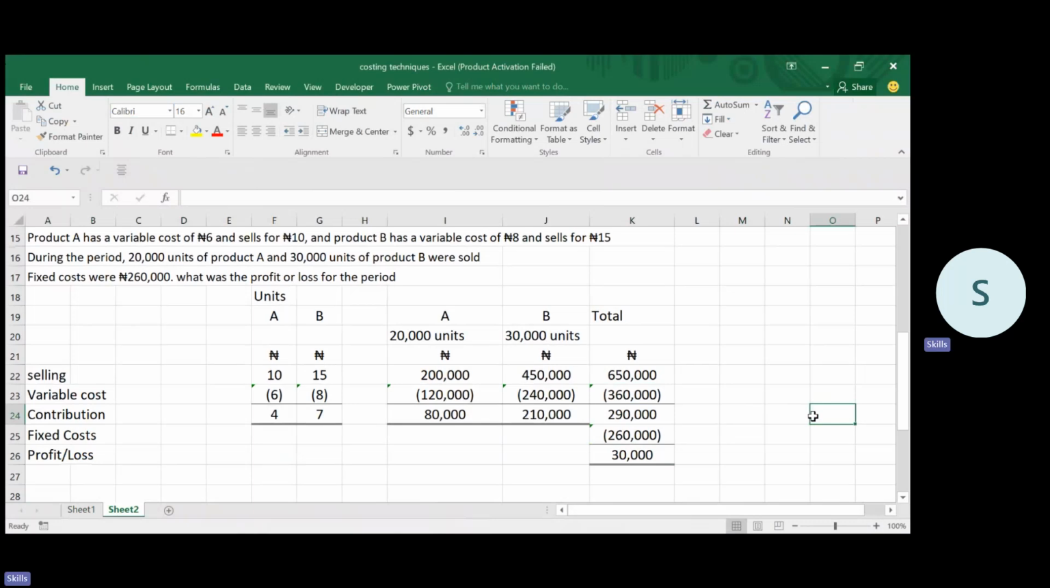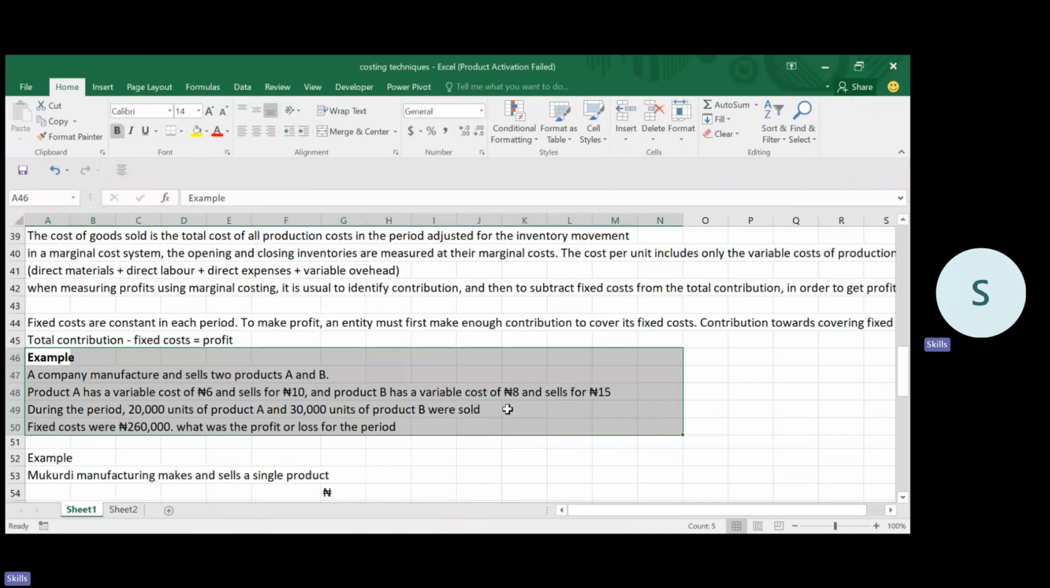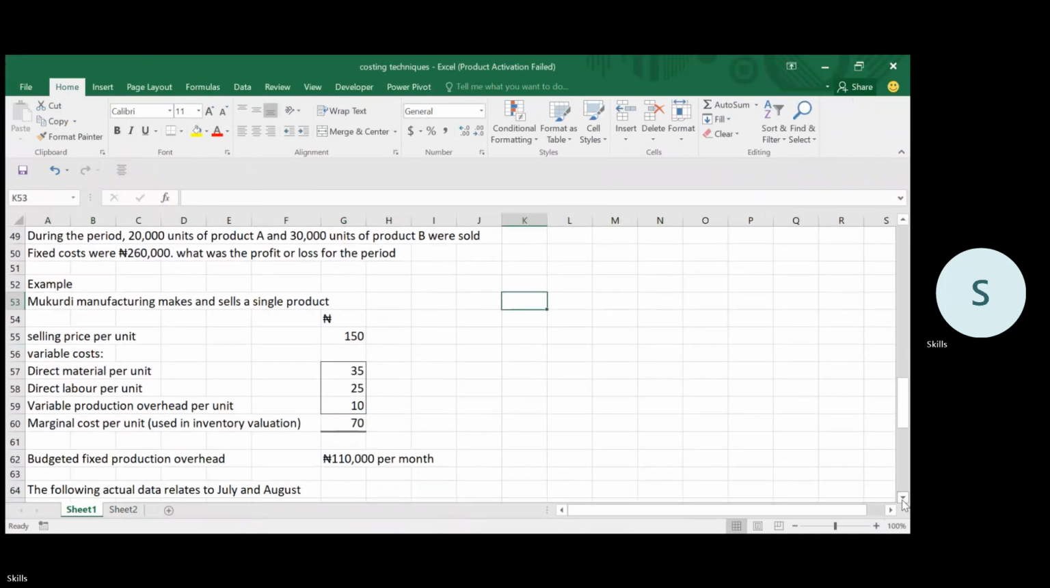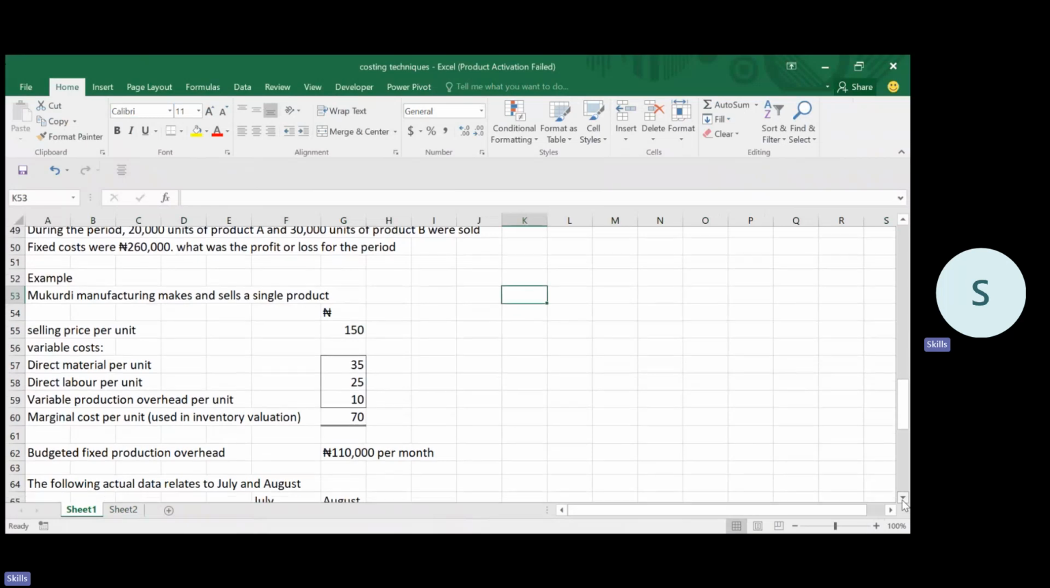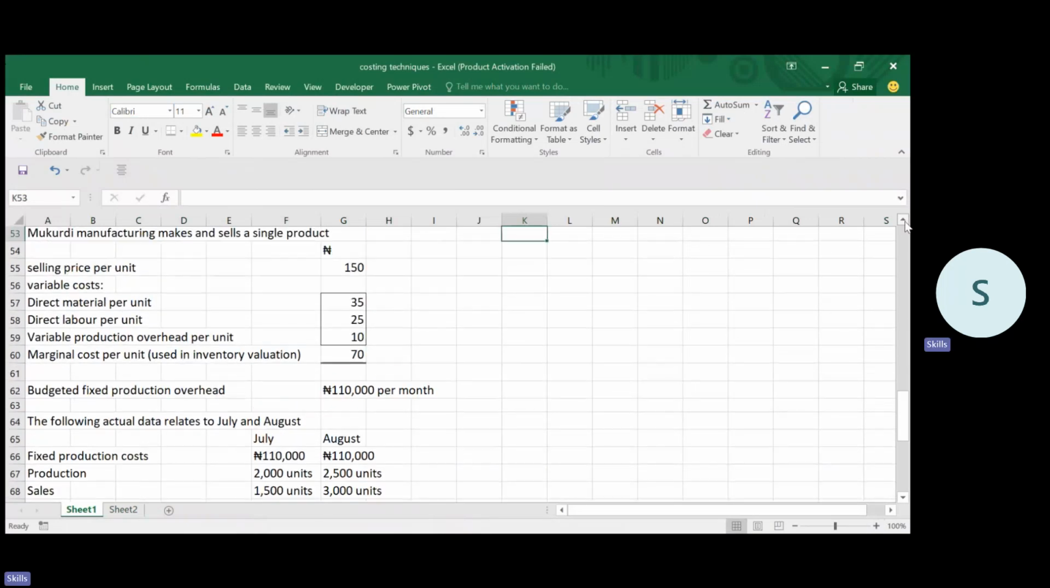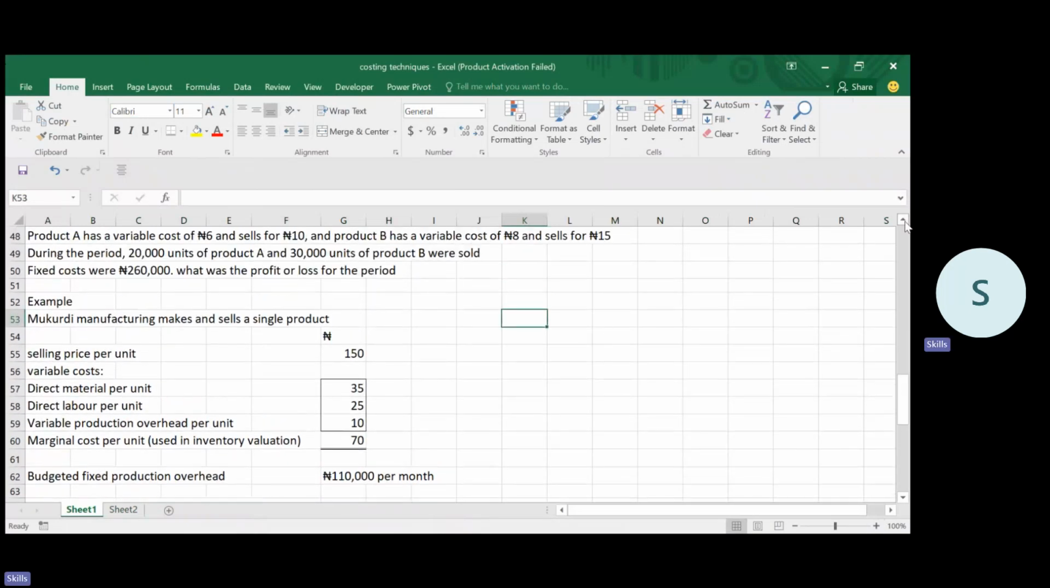Hope this is clear. It's direct. So next is another example that we'll be looking at on the same marginal costing. This is another example.